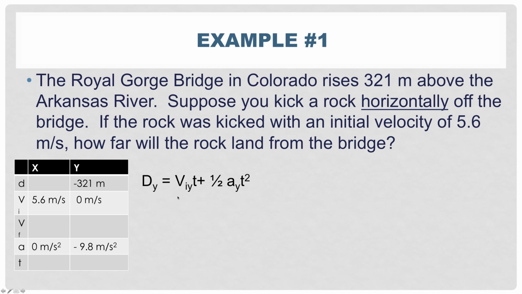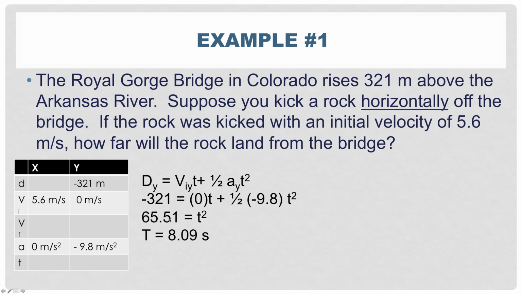So we're going to use the distance formula, which is the formula you're also going to use most of the time, and plug in what you know. Since our VIY is 0 in this case, that cancels out, and we end up getting 65.51 equals t squared. Square root it, you get 8.09 seconds. So we had enough information in the vertical to solve for time. The same amount of time it takes this rock to fall to the ground is the same amount of time it takes it to go away from the bridge. All right, it's happening all at once.